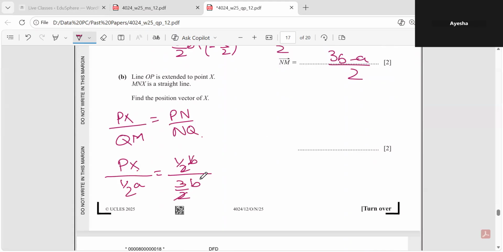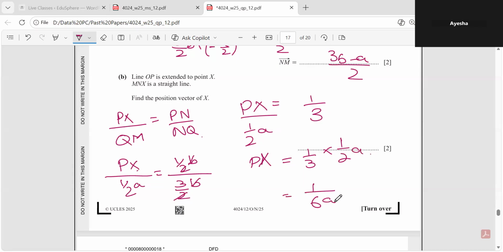So the 2s and the b's cancel. At this point we will be writing PX over 1 by 2a is equal to 1 by 3. So we shift this to the other side: PX is equal to 1 by 3 times 1 by 2a, so it will be equal to 1 by 6a. So we're going to write 1 by 6a.